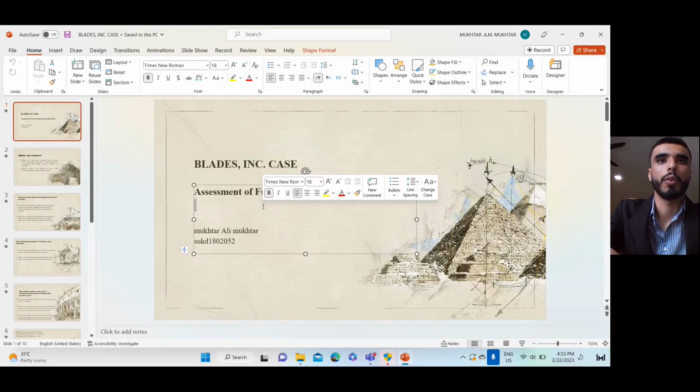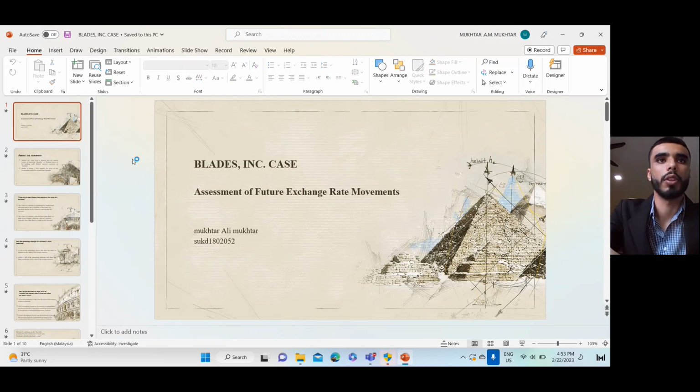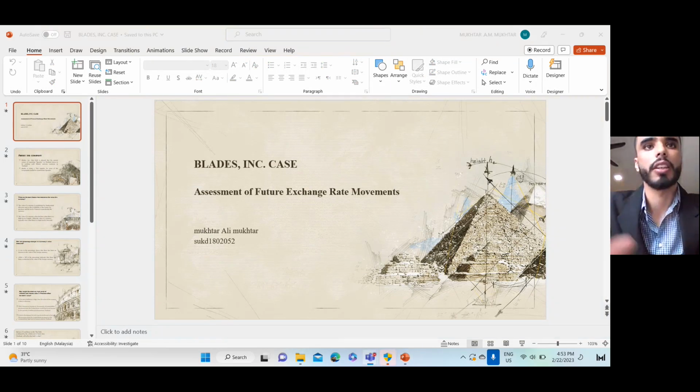Okay, so what company am I doing? Of course, the topic has been given, which is the Blades Inc. case, assessment of future exchange rate movement. Okay, so let's go to the first one.